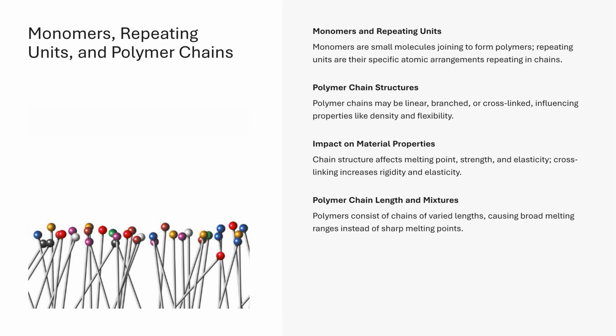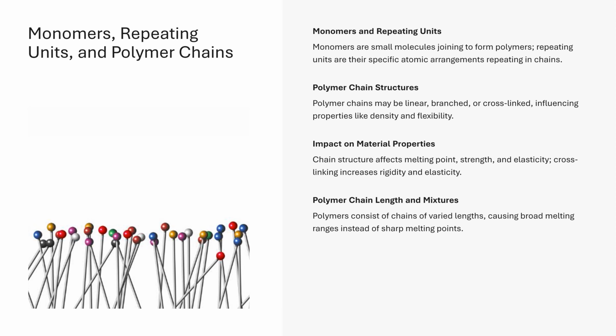Students must be able to identify and draw repeating units from displayed formulas, often using brackets and an n to represent the large number of repeats. For example, in polyethylene, the repeating unit is CH2CH2, derived from the ethene monomer by opening the carbon-carbon double bond.